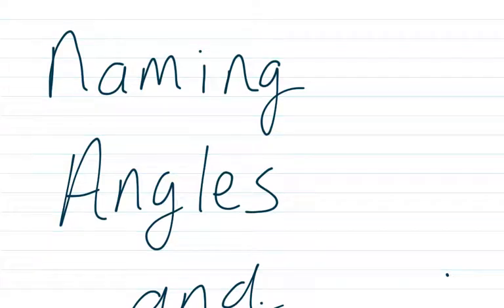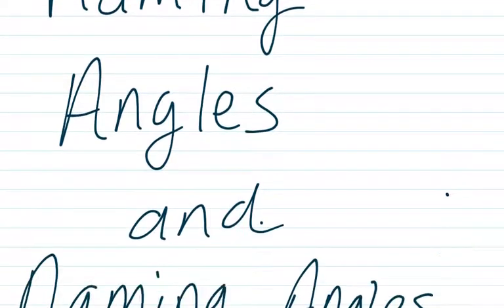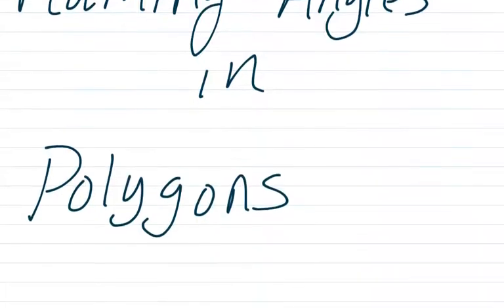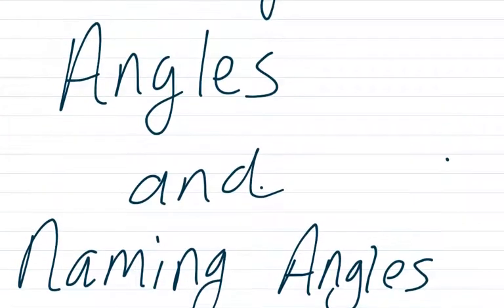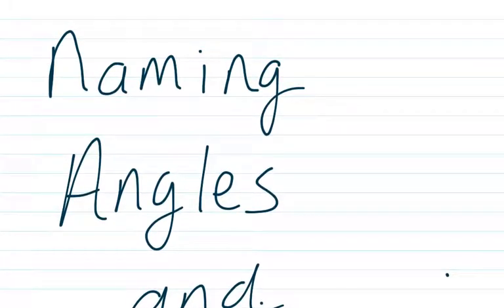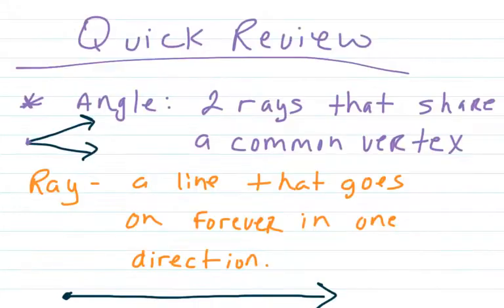Alright, so today's lesson is going to be about naming angles and naming angles in polygons. Our next lesson is going to be about naming lines. Now, let's go through a quick review.